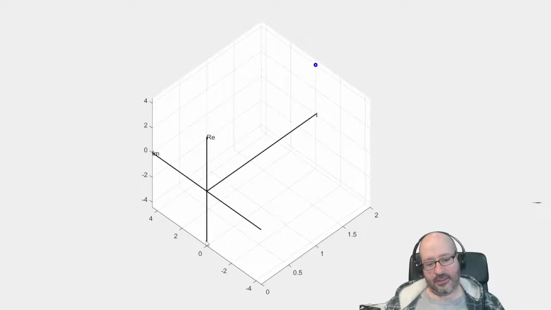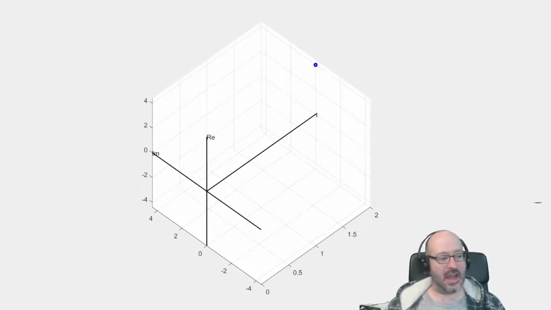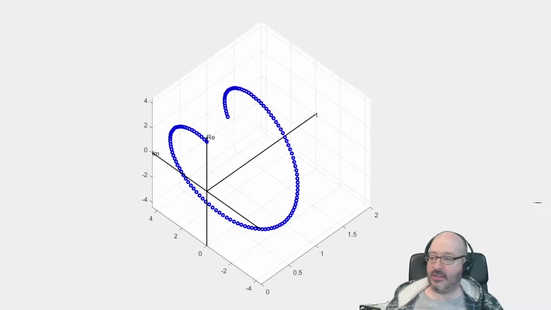Okay, we still have a real axis and an imaginary axis, but now along here we have a time axis. Here comes the magic, in my opinion. Let's see here. What do I want to do? This one. As it corkscrews up the time axis, we're going to have it leave like a smoke trail, like a plane doing skywriting. It's just going to keep track of where it is. So we run it, and we get this corkscrew.